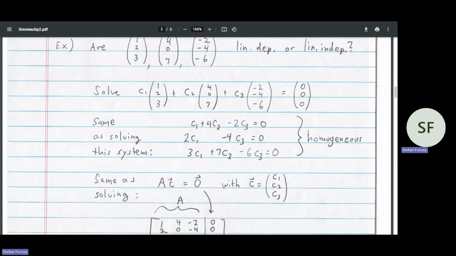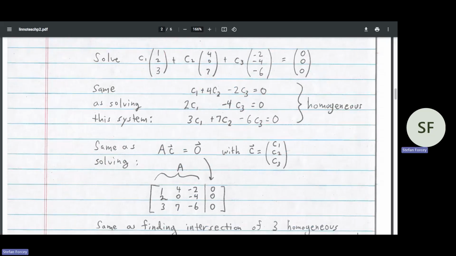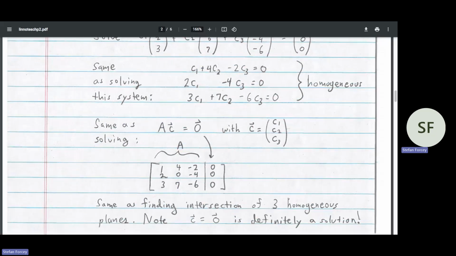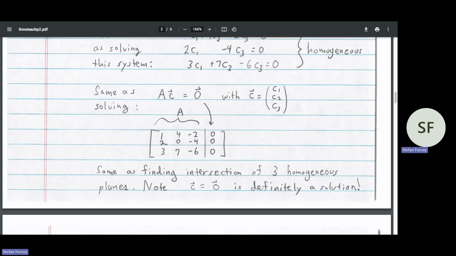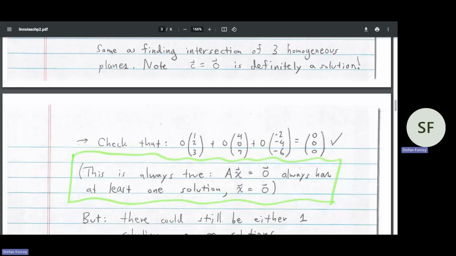And that's also the same as solving a matrix. So we'll set up the matrix with an augmented 0, 0, 0. And what we're trying to find are these constants, c1, c2, c3, but we could say find the vector c. And that's the same as finding the intersection of 3 homogeneous planes. Note that c equals 0 is definitely a solution to this vector equation or matrix equation as well.